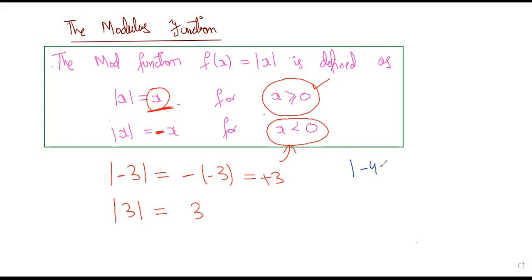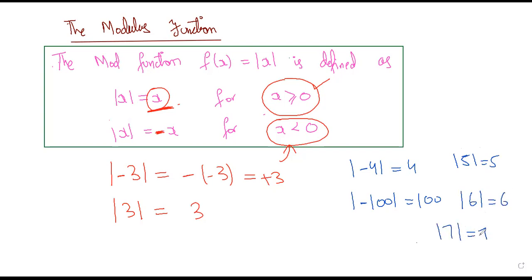Mod of minus 4 is going to be 4. Mod of minus 100 is going to be positive 100. Mod of 5 would be 5 because 5 is already positive. Mod of 6 is 6. Mod of 7 is 7. Mod of minus 8 is 8.